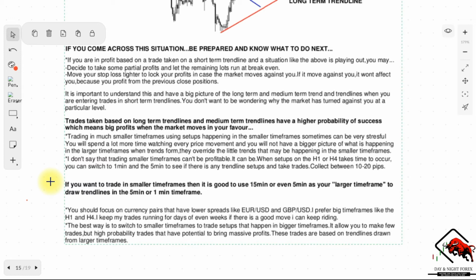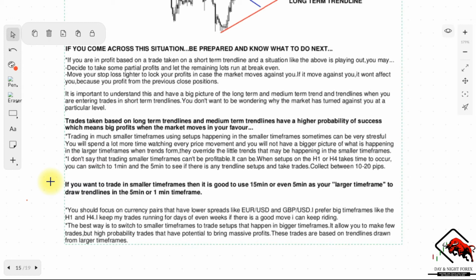So if you want to trade in smaller time frames, then it is good to use the 15-minute or the 5-minute as your larger time frame to draw trend lines, with the smaller ones being, so if you're on a 15-minute, you're drawing trend lines on a 5-minute. If you're on a 5-minute, you're drawing your trend lines on the 1-minute time frame. But a very key point when you choose to do this is to focus on currency pairs that have lower spreads, like the EURUSD and the GBPUSD.